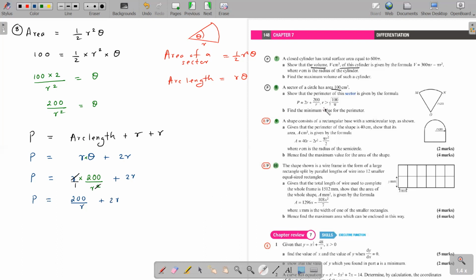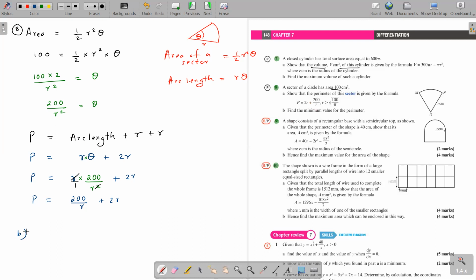Then they have given you some condition here, r is greater than root 100 over pi. You don't need to be worried about this. This has an implication on the next part. Perimeter is equal to 200 over r plus 2r. So we got the show that. Okay, so let's go to part B, and there I think we can see where this is applied.